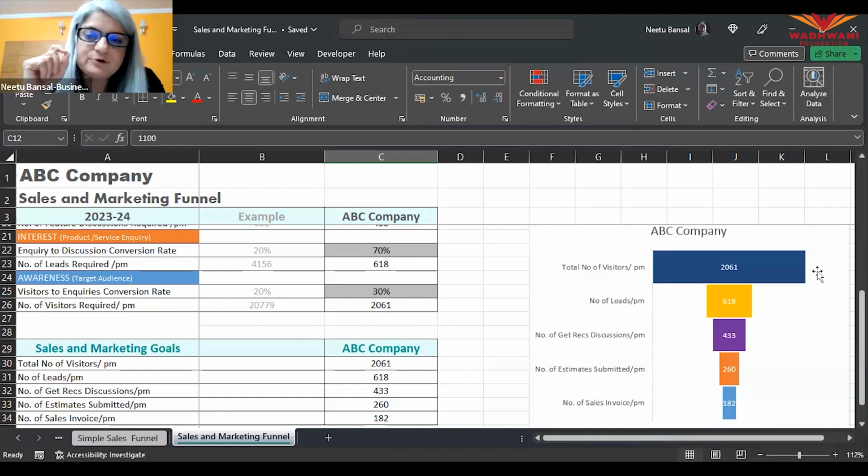Perfect. For those of you who are going to be using a marketing agency, my advice is that you share at least the top of the funnel with the marketing agency, if not the entire funnel. They should understand why you are asking for 2,000 visitors per month. Rather than just throwing a number at them, you say this is why I need 2,000 visitors per month, because I need to ensure that at the end of the month I have 182 signups.